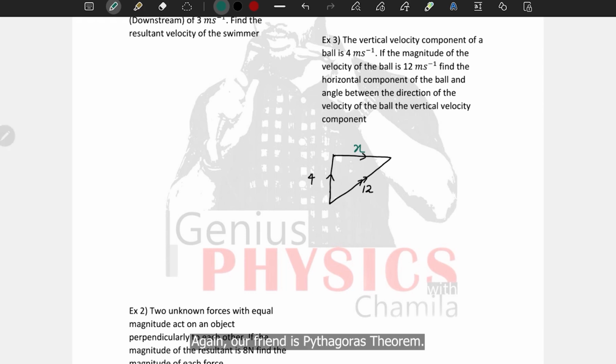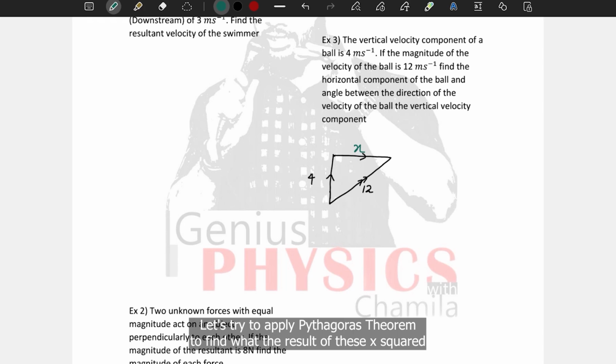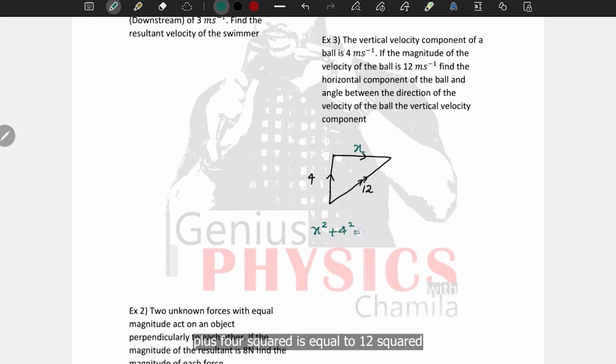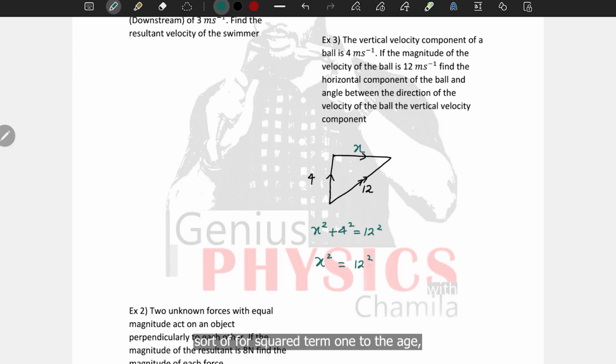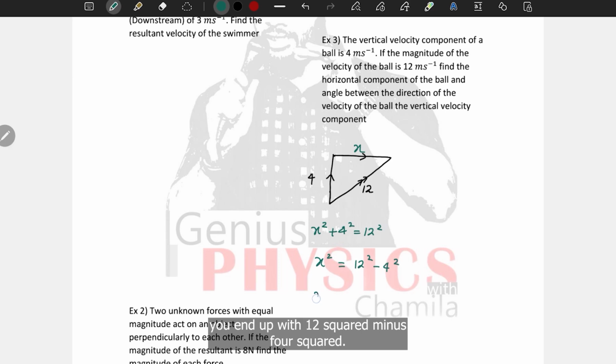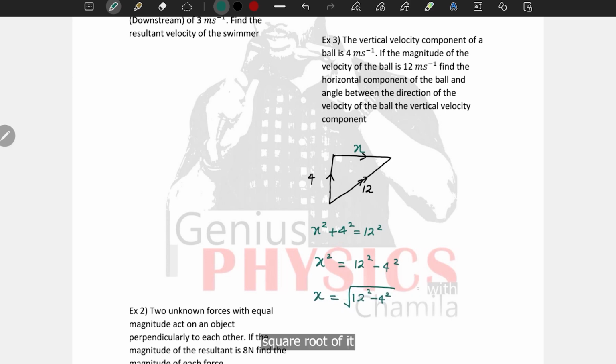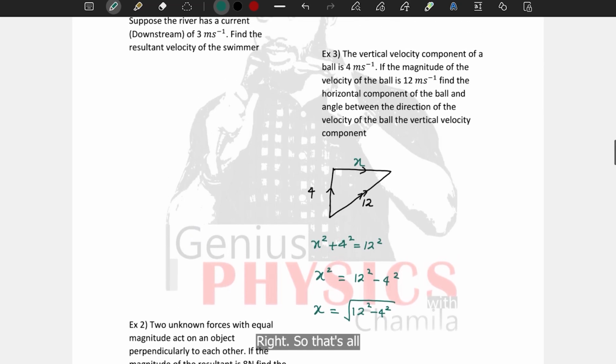Again, our friend is Pythagoras theorem. Let's apply Pythagoras theorem. x squared plus 4 squared is equal to 12 squared. Bring the 4 squared term onto the other side, and you end up getting 12 squared minus 4 squared. So x is equal to the square root of 12 squared minus 4 squared. Now use your calculator to find the final answer. So that's all.